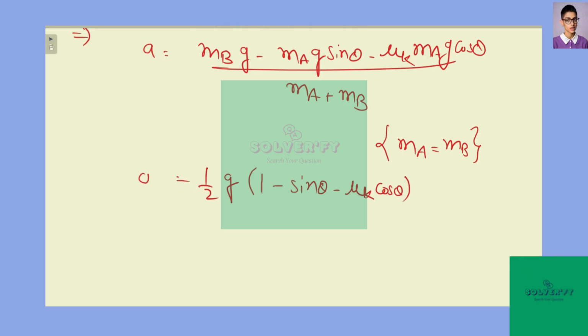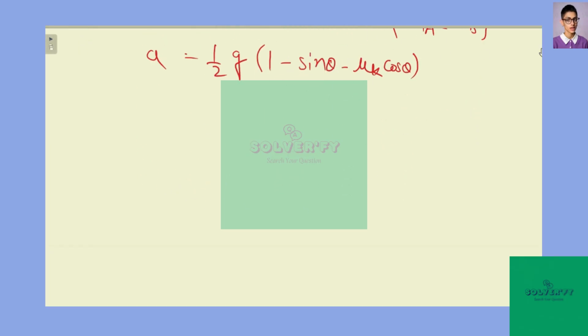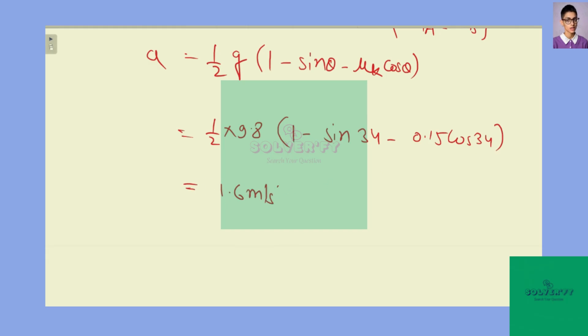Now put all the data in this equation and we get the acceleration. So this is half of 9.8 into 1 minus sine 34 minus 0.15 into cos 34. So finally we get 1.6 meter per second square. So this is the acceleration of both the blocks, and this is the answer of the first part of the problem.